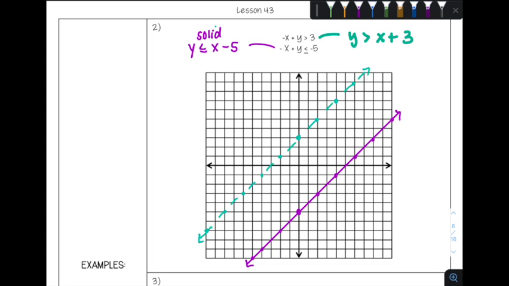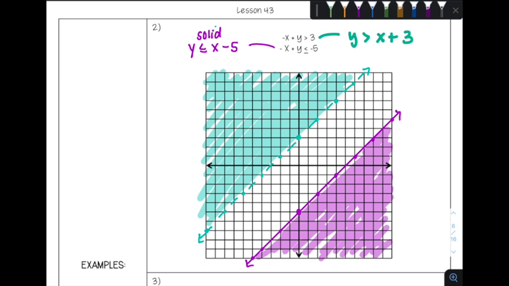Okay, so my inequality for my purple is going to be less than. So my shading is actually going to be down here. My shading for my first inequality is going to be greater than my inequality, so it's going to be above my line. So it's going to be over here.